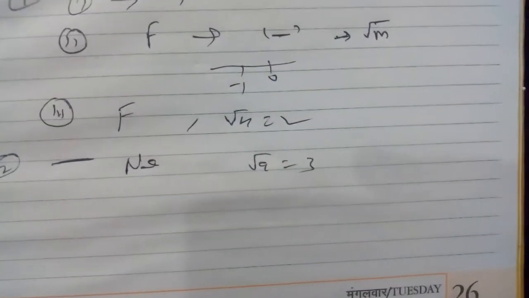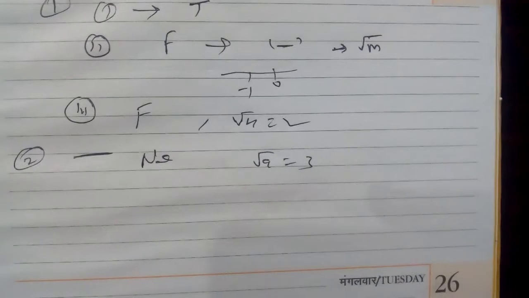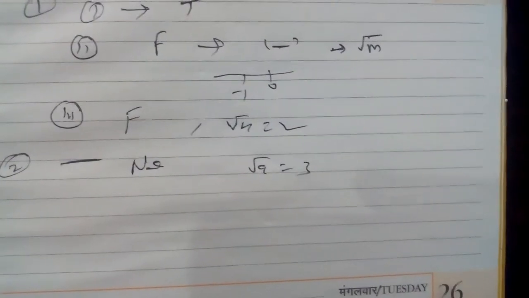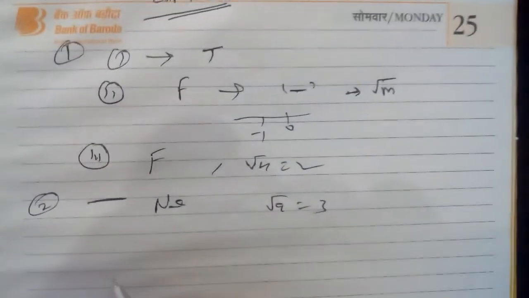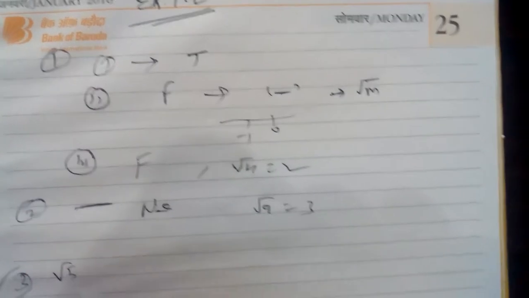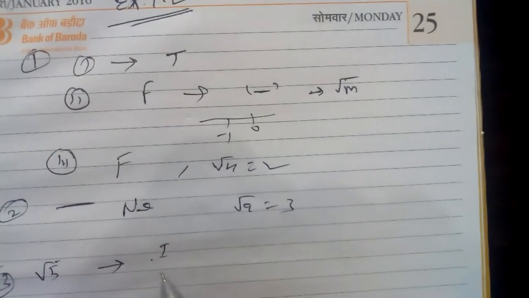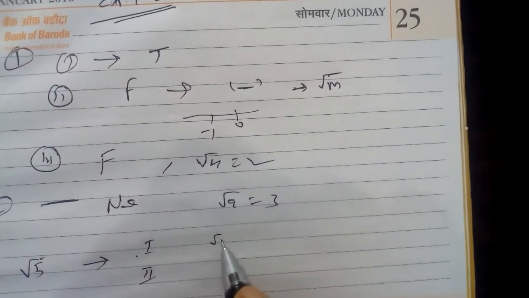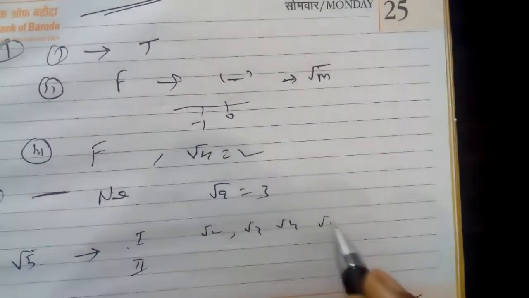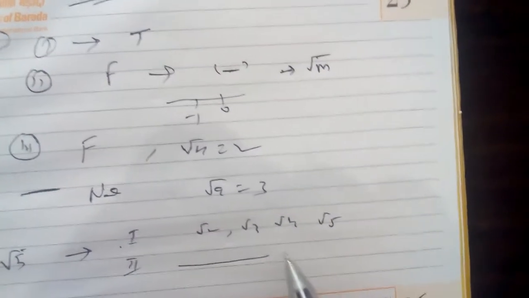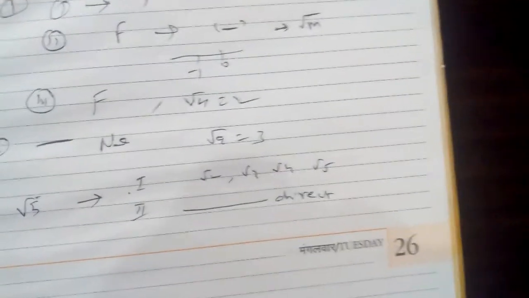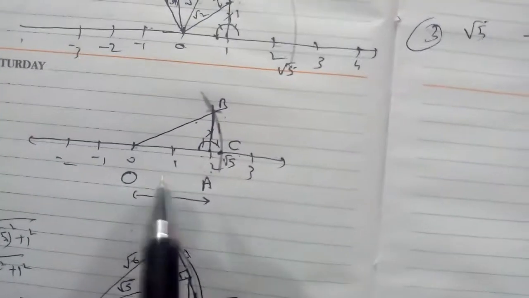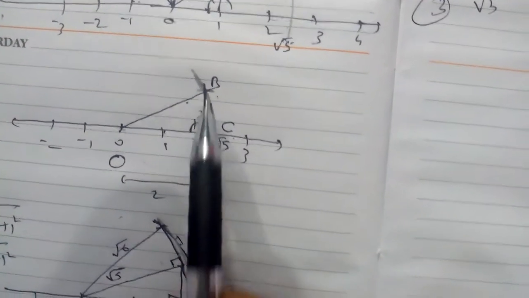Now the third question of the exercise is given: show root 5 on the number line. You can easily show root 5. Two methods I have told you. Any one method you adopt: by root 2, root 3, then root 4, then root 5, or direct by 2. Direct by 2 I have told you here. I have taken 2 and 1 unit at 90 degrees and then I am getting it directly.